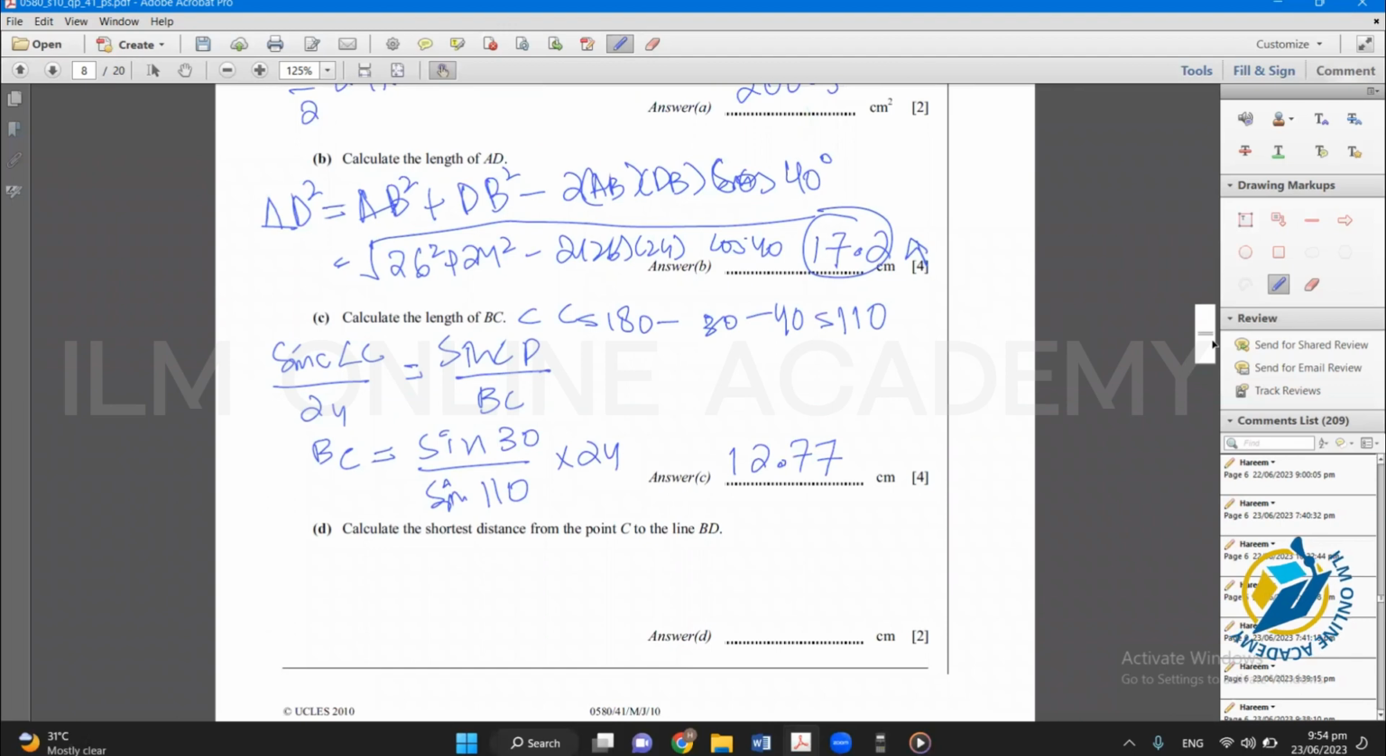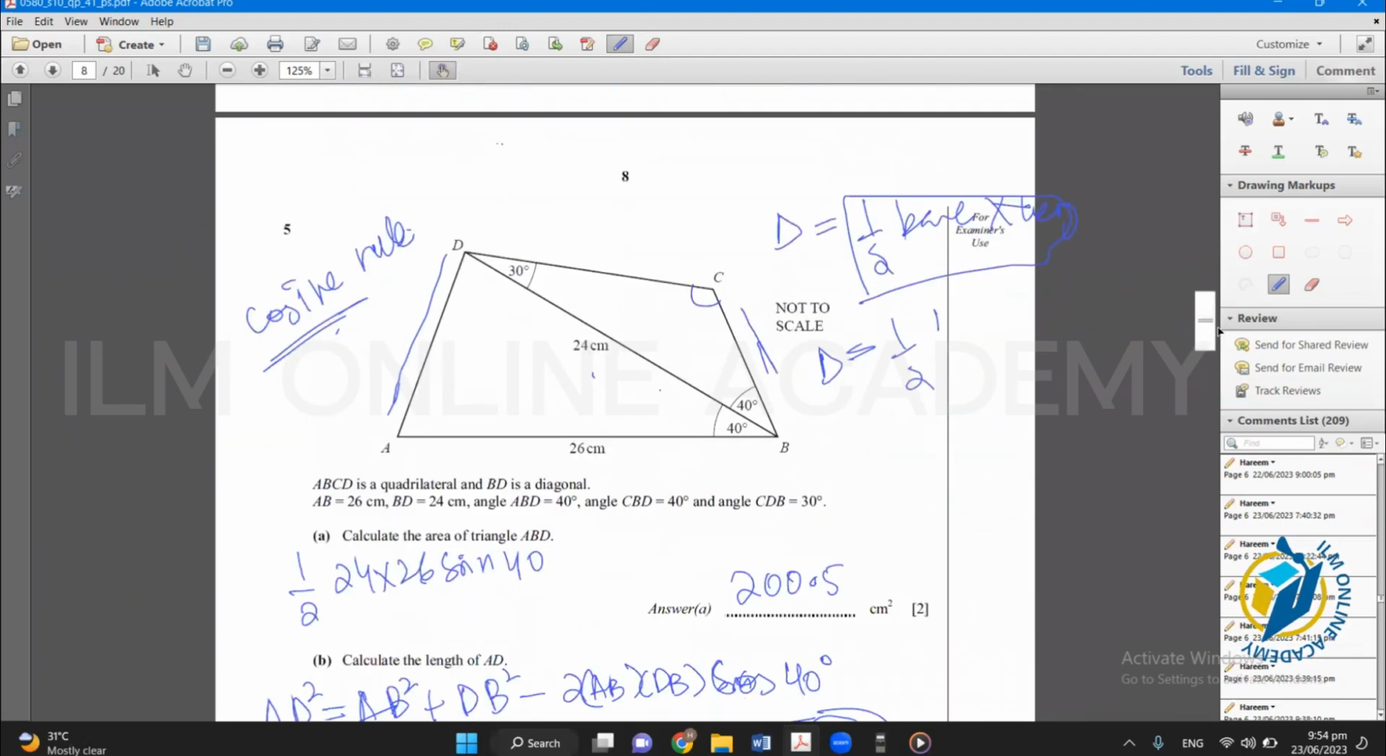Calculate the shortest distance from the point C to the line BD. We all know that the shortest possible distance is always the perpendicular and nothing else. So the shortest possible distance is basically the perpendicular distance between C and the line BD. So it's this.